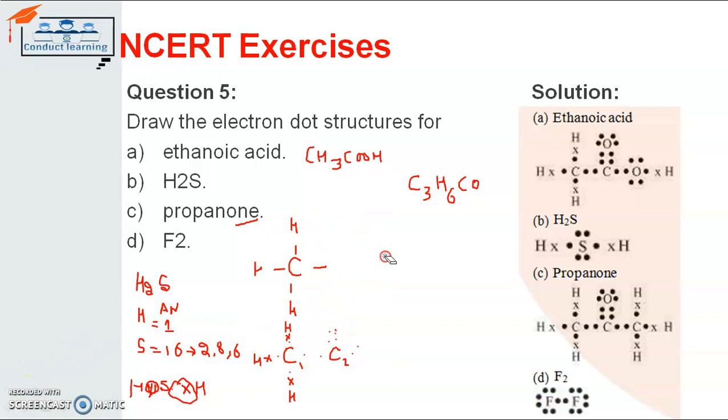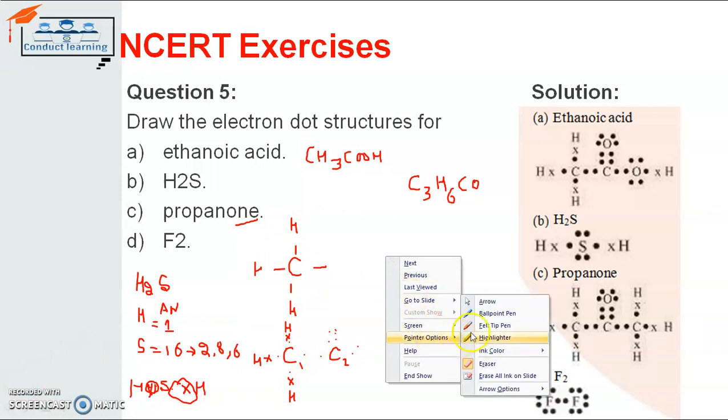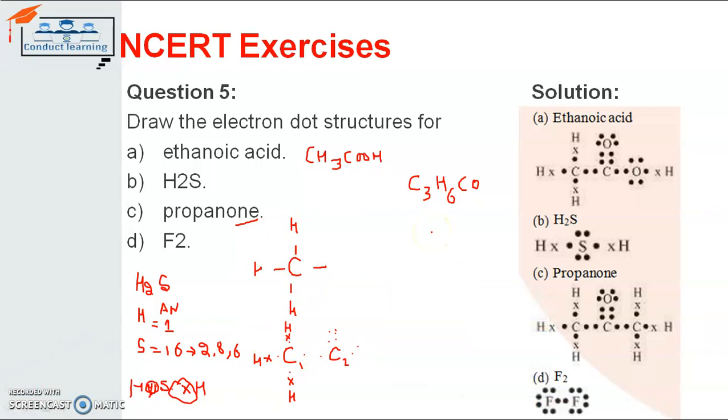Now I think I have enough space, so I can draw its electron dot structure. For C3H6O, I have to draw a structure for propanone. Accordingly, first of all I will take the three carbon atoms: this will be C1, this will be C2 and this will be C3.